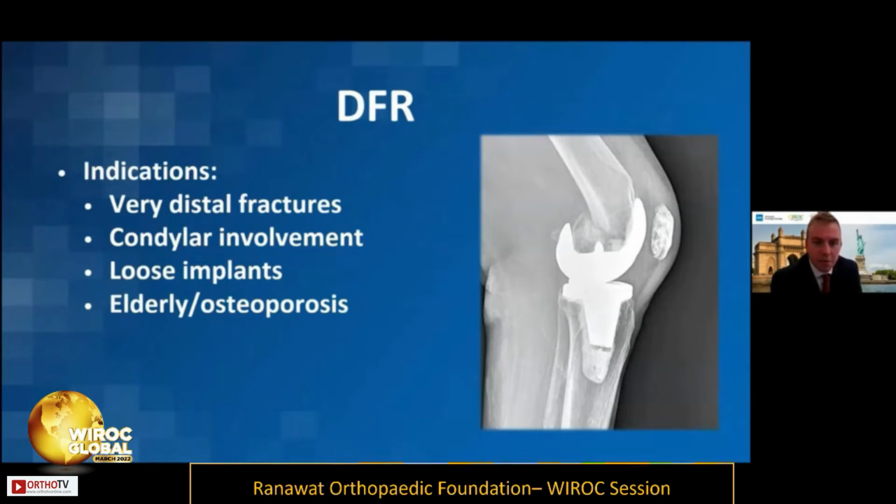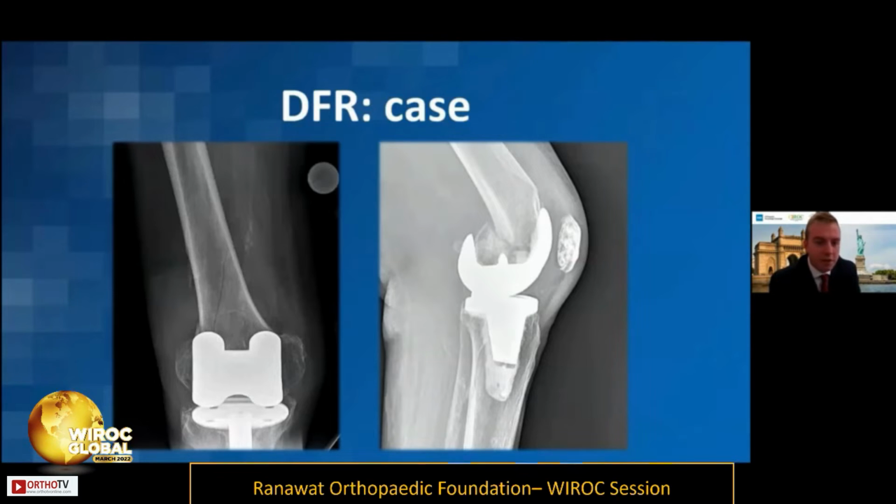The indications, in my opinion, for a distal femoral replacement are very distal fractures with condylar involvement and ligamentous compromise, obviously loose implants, and elderly patients with very osteoporotic bone. By doing a distal femoral replacement, you really don't need any biology or healing at all in those patients with compromised healing potential. So here's a case out of a series.